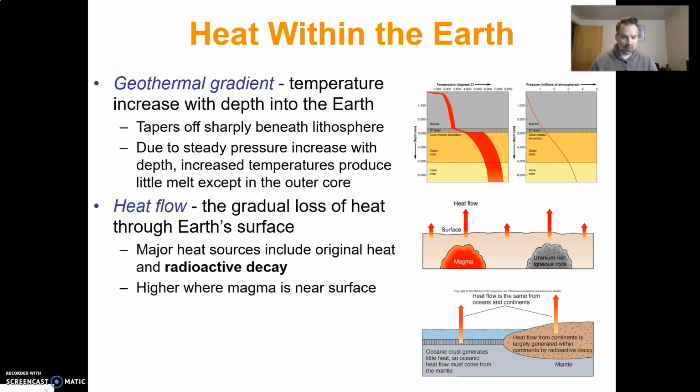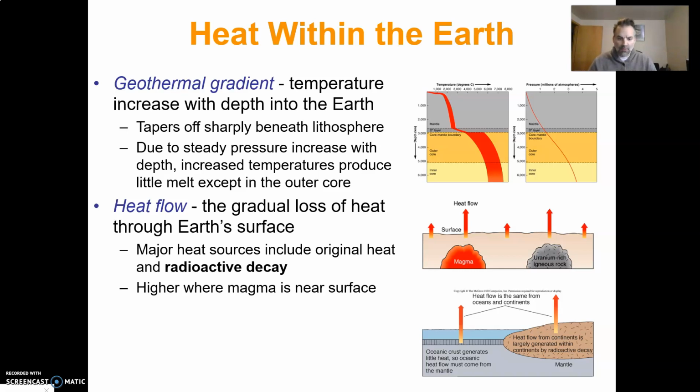First, the geothermal gradient. What is this? This is basically the temperature increase with depth in the Earth, and it tapers off sharply beneath the lithosphere. We know that due to steady pressure increases with depth as well, and increased temperatures produce little melt except in the outer core.